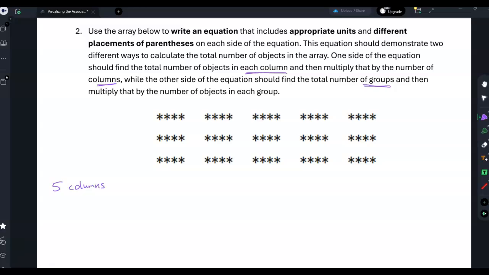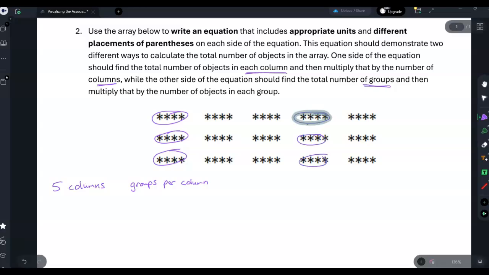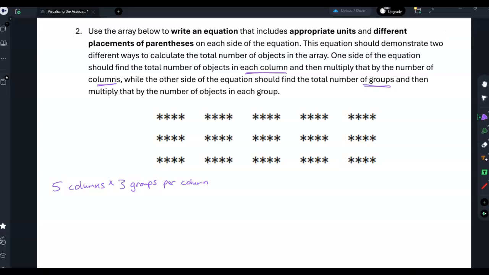And normally we would use rows and then objects per row, but since they said to use columns, I know I would multiply that by the number of objects per column. Technically though, here I'm not using objects per column, I'm using groups per column. So in this case, there are 1, 2, 3 groups, right? In each column, there are 3 groups. So I could multiply that by 3 groups per column.